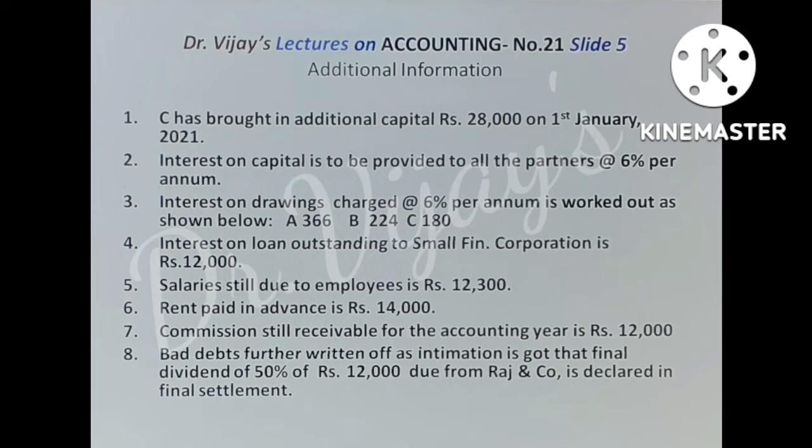Bad debts further written off as intimation is got that final dividend of 50% of 12,000 due from Rajan Company is declared in final settlement.